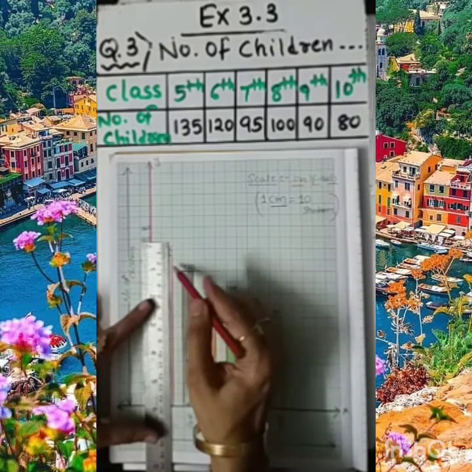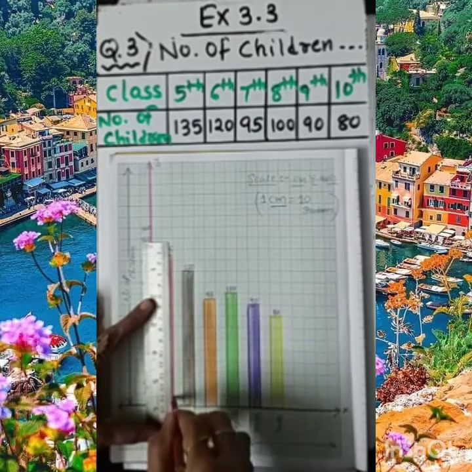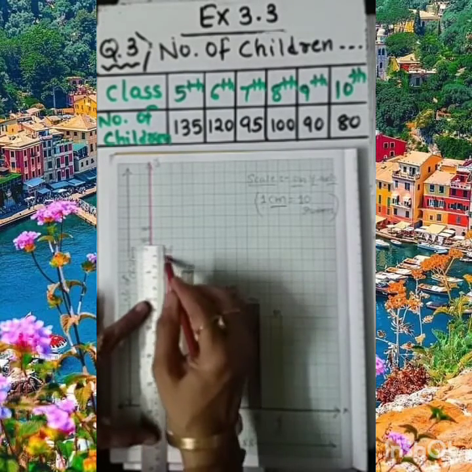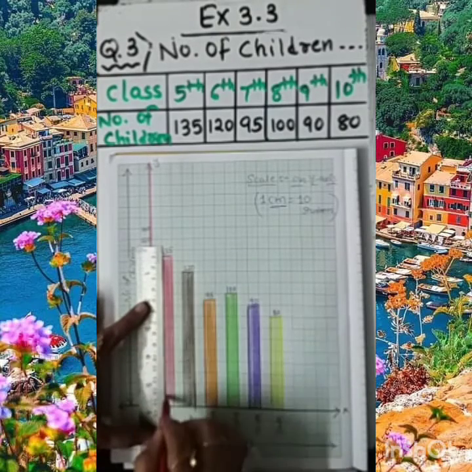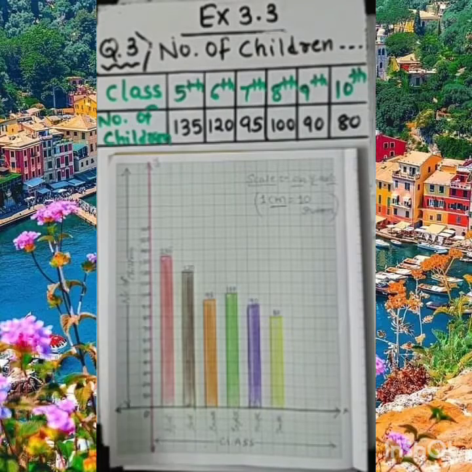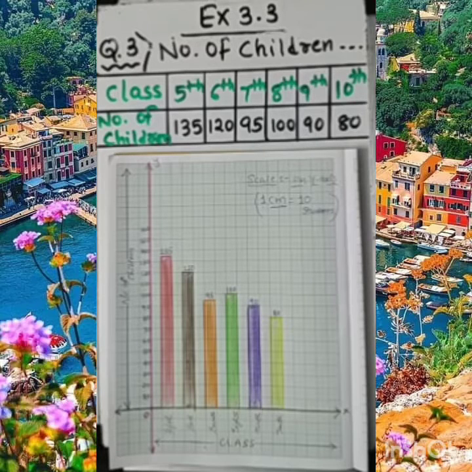Then we need to draw the bar this way, and this way you can see that the graph is now almost ready. Now it looks nice, colorful, and the presentation is also good. Now there are a few questions that we have to solve one by one.